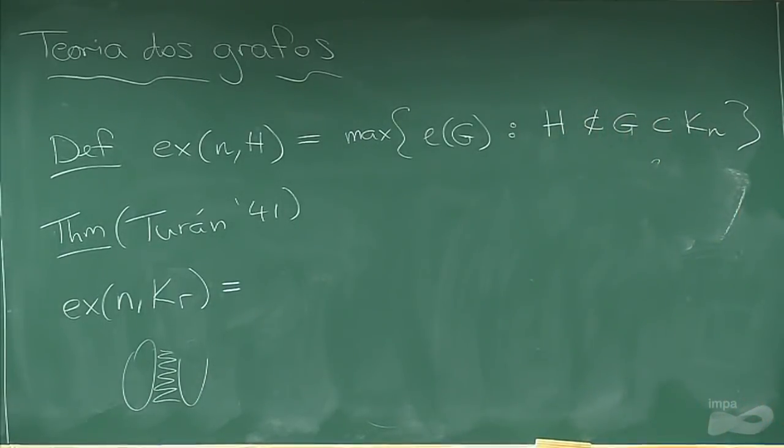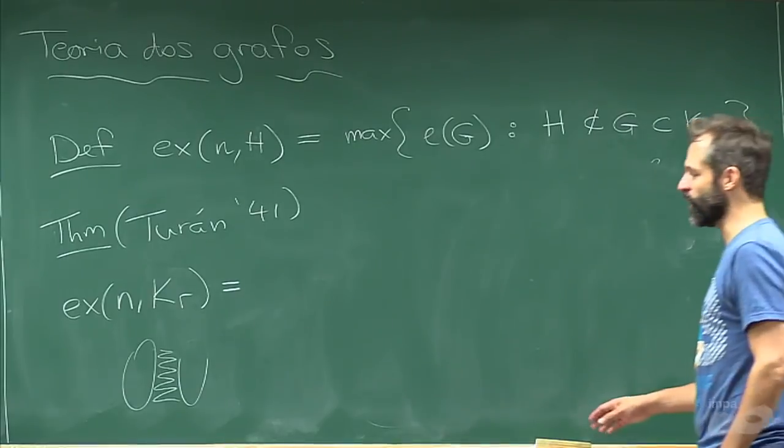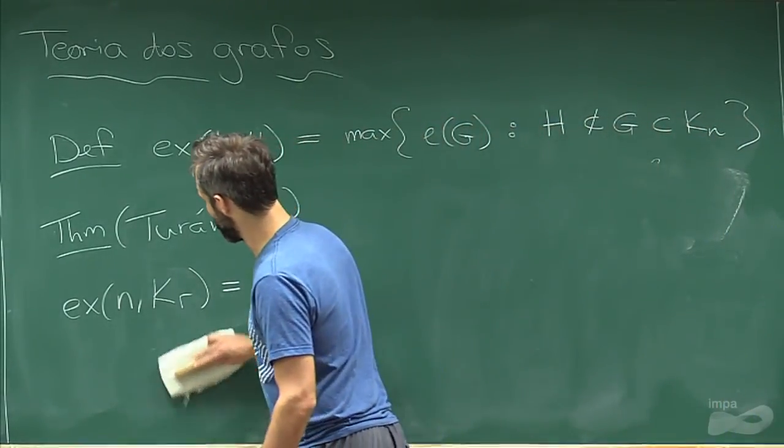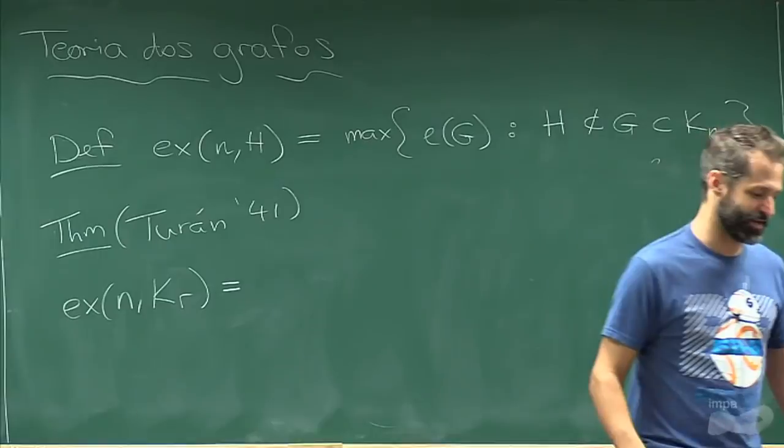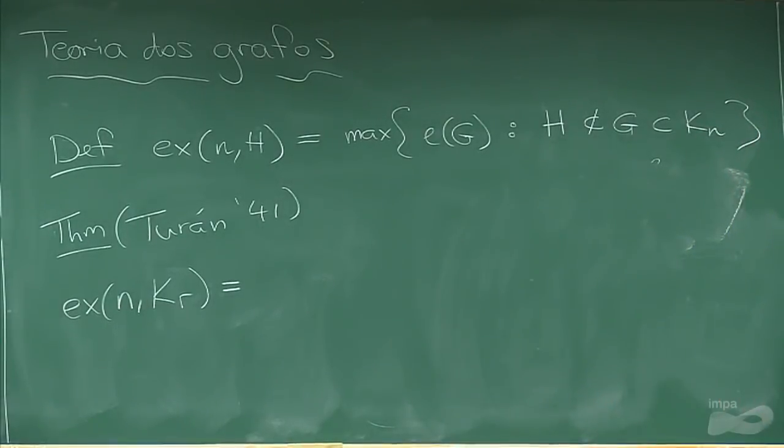Once again, you should give me a construction. So instead of avoiding a triangle, now we're trying to avoid a complete graph on r vertices. Give me a graph that has lots of edges and does not have a copy of K_r. Does not have a clique of size r.